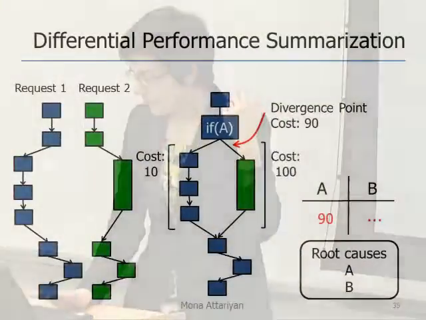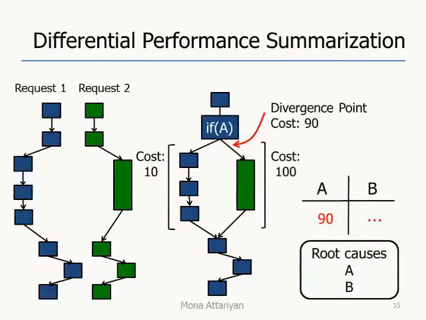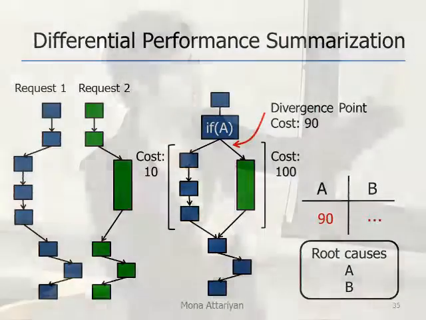And then we basically do the same thing. We find out why that divergence point happens. So if it's like, I don't know, maybe if conditional, one of them took the if part, one of them took the else part, and that is the difference between the cost. We assign the cost to the root cause, and then we do that for all the divergence points. Finally, we give you the list. It tells you that A is the biggest contributor to the divergence between the two requests. Not necessarily the performance of each one, but the divergence between the two.